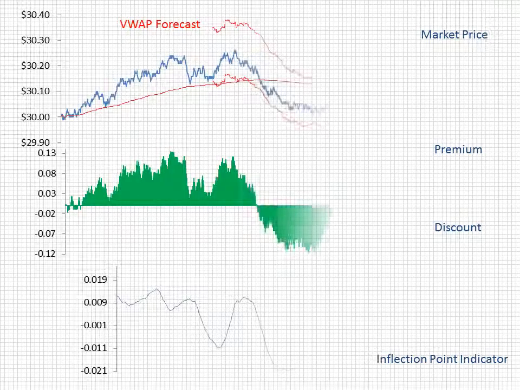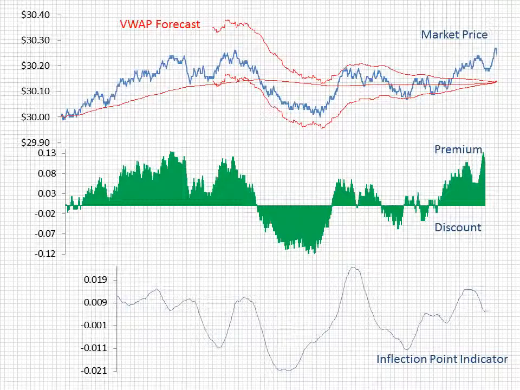Here's the dashboard for the alpha VWAP. We see the top chart with the market price in blue, the VWAP and VWAP forecast in red. The middle chart is the discount to premium model that simply measures the difference between the market price and the VWAP. The bottom chart is the inflection point indicator, which is a patented indicator that gauges the momentum or strength of the market. It also measures the near-term highs and the near-term lows of the market price, the inflection points. The child order execution schedule is based on using these three tools.